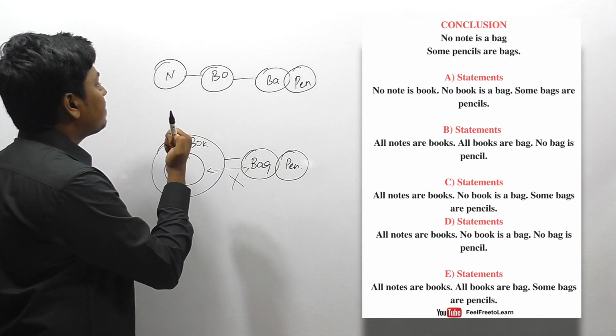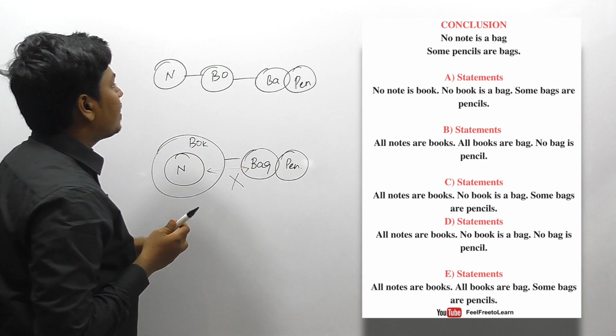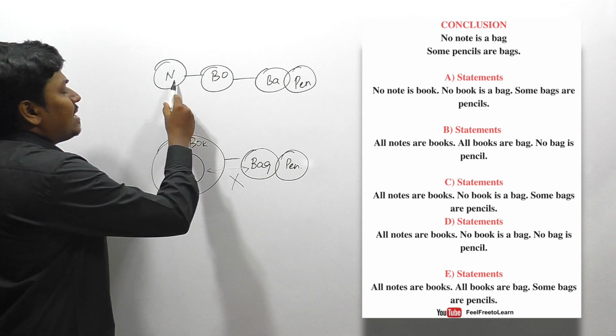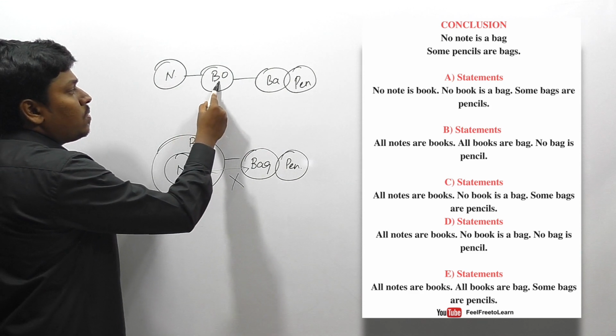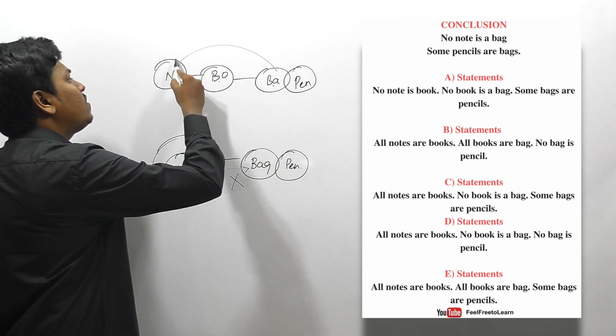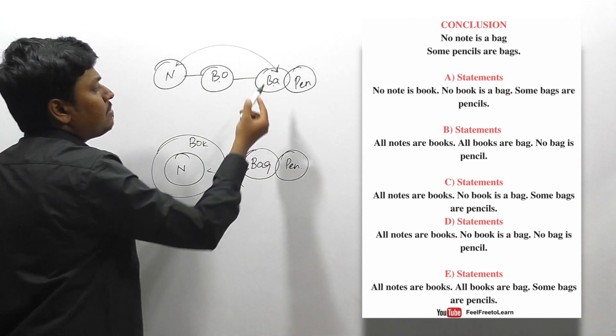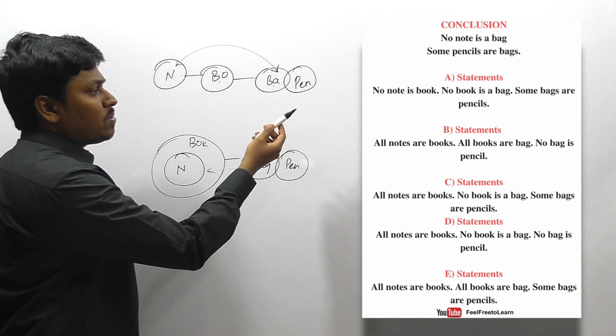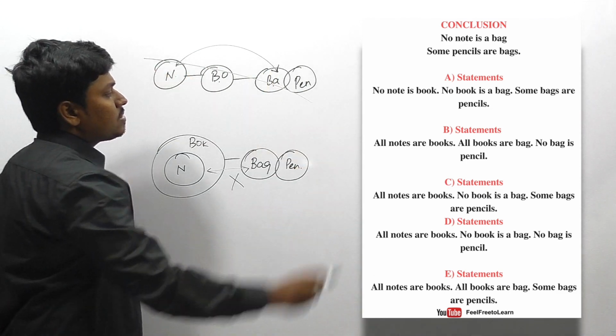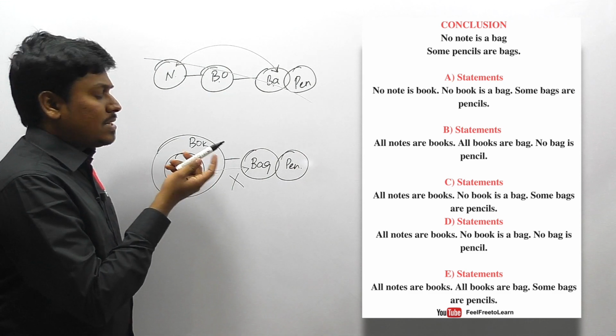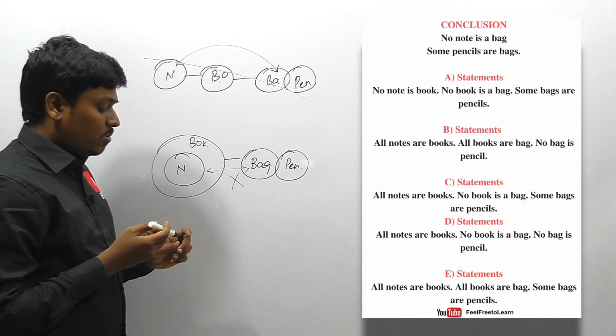Let me move on to statement number 1. No note is bag, right? Listen here, friends, they are saying that no note is book and no book is bag. We are able to link between note and bag. So we can definitely say that conclusion number 1 does not follow for this, whereas statement number 3 follows for both the conclusions.